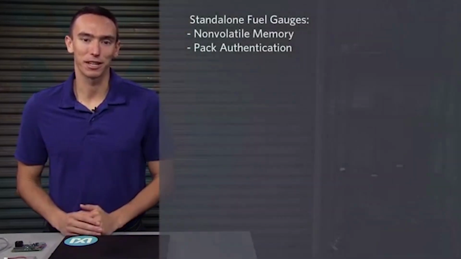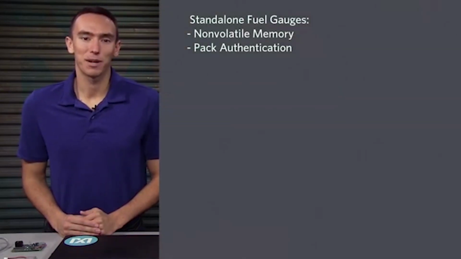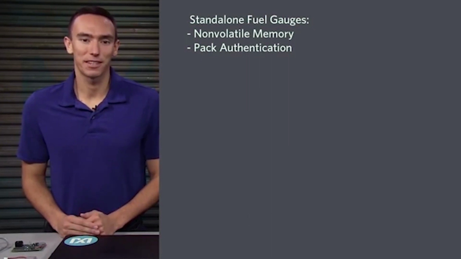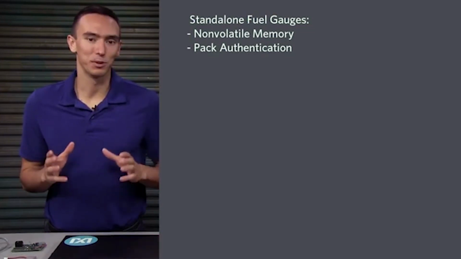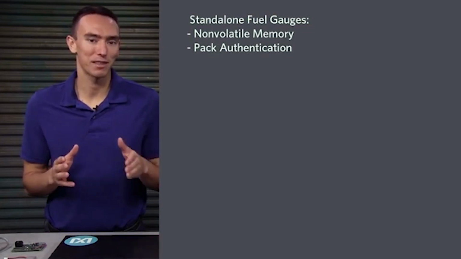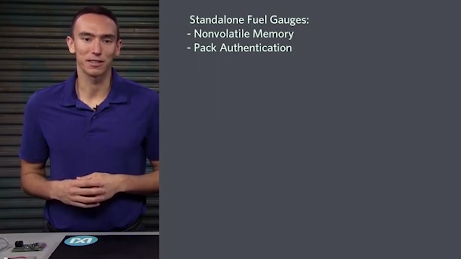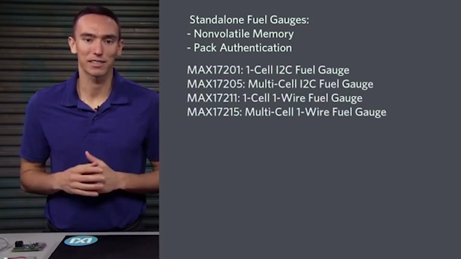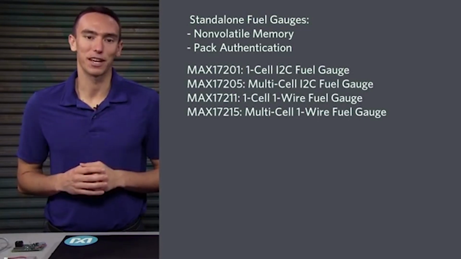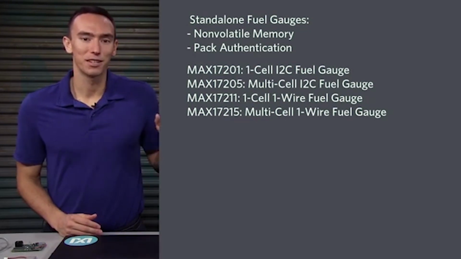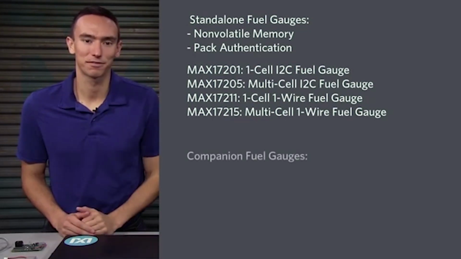The first consideration is whether or not you want a standalone battery fuel gauge. These include non-volatile memory, so you only have to program them once at the factory. They also have built-in authentication, so you can prevent battery pack cloning. These are particularly useful when you have swappable battery packs, so you can track the battery performance as it ages. In this category, there are four main options that include single-cell and multi-cell battery packs with one-wire or I2C communication. They are the MAX17201, 205, 211, and 215.